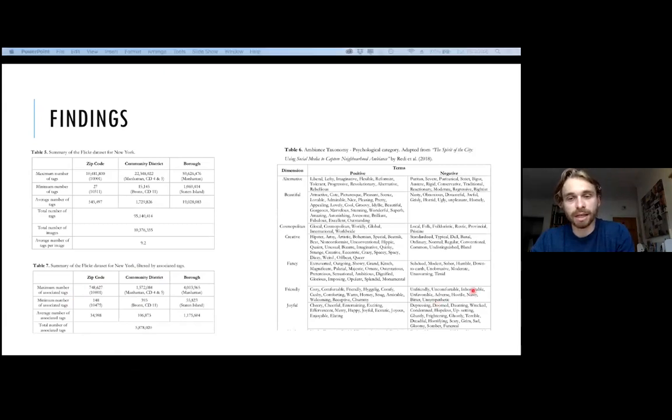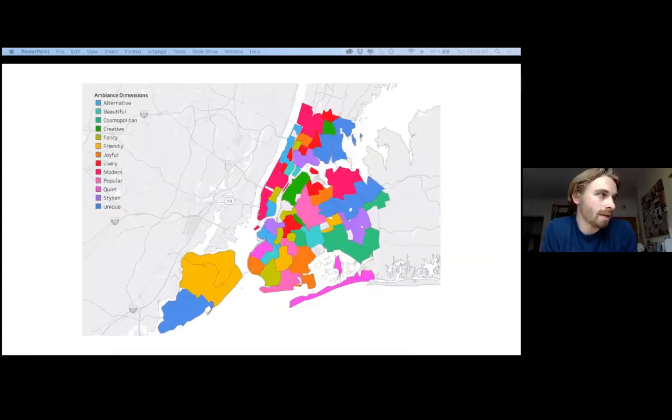Okay, and this is just a map of some of the findings. Here I've basically taken all of the ambience dimensions of interest and rated them on each spatial unit. This is at the community district level. And essentially you can see here the most prominent dimension for any given community district.